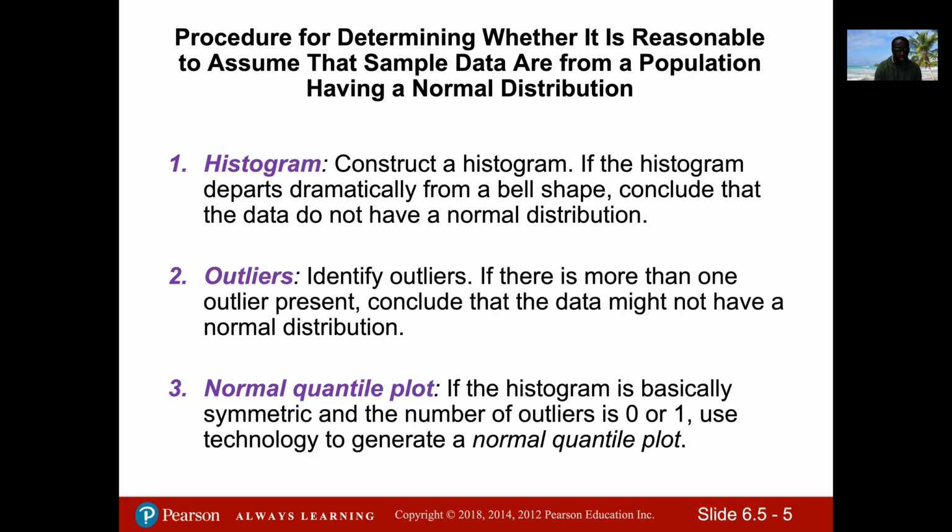And that is the third point, the normal quantile plot. If the histogram is basically symmetric, and the number of outliers is 0 or 1, we use technology to generate the normal quantile plot. In other words, if the histogram is symmetric, which we know is normal, and it has 0 or 1 outliers, we use the quantile plot to affirm our inspection, our belief, or our conclusion, right?